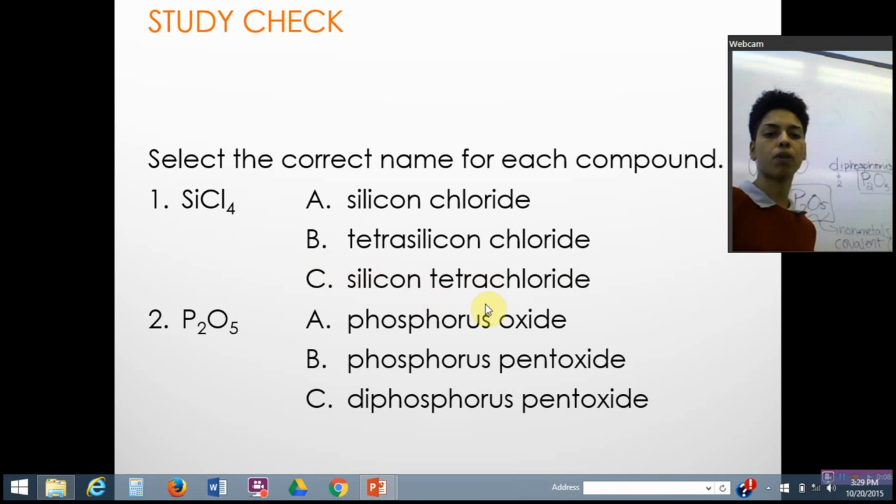Silicon tetrachloride is the answer because we've got 1 silicon atom and we've got 4 chlorine atoms. So silicon tetrachloride. Well, let's take a look at P2O5. Well, that's the one we just looked at a minute ago. P stands for phosphorus. We have 2 of them, so that's diphosphorus. And O stands for oxygen, and we have 5 of them, so that's pentoxide. So the answer here is diphosphorus pentoxide.